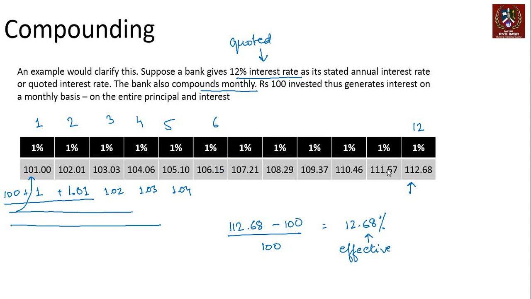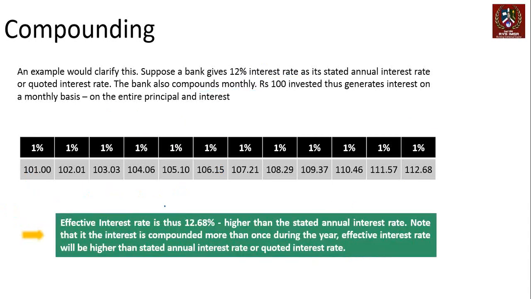To understand this better, we can also look at another example and try to gauge this a little bit better. Before we go there, let's formally introduce a formula around this, right? So what it says is that the effective interest rate is 12.68%, higher than the stated annual interest rate. Note that if the interest is compounded more than once during the year, then the effective interest rate will always be higher than the stated interest rate, because the stated interest rate does not take into account compounding. Compounding will always increase the cash flows in your hands, right?